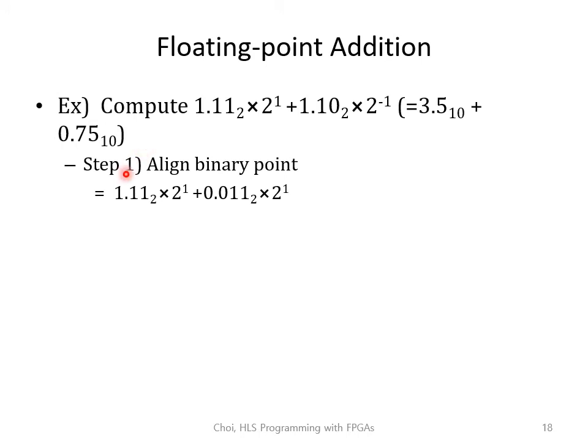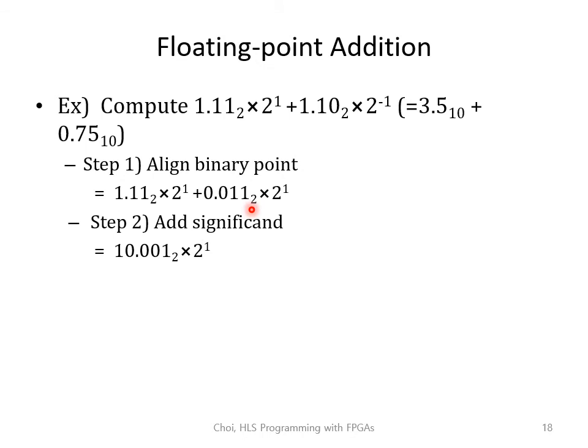So the first step is to align the binary point. You see that these two numbers have a different exponent, so we should align them to the exponent of the bigger number, which is this one. So we're making this into power of 1. That is, we're increasing the exponent by 2 and right shifting the significand by 2 bits. Then the significand will become 0.011.